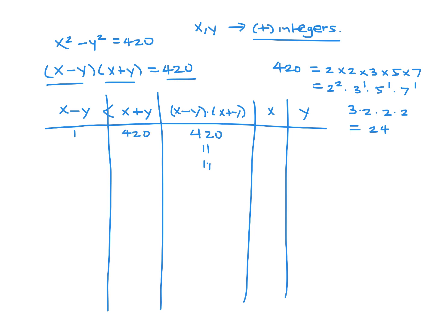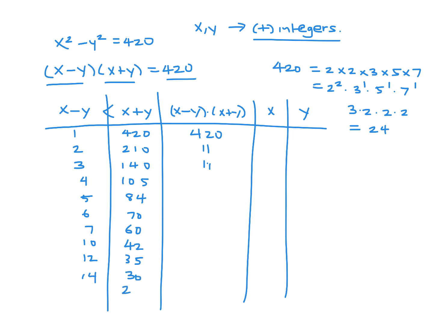420 and 1. 210 and 2, 140 and 3. Oh boy, 105 and 4, 84 and 5, 70 and 6, 60 and 7, 42 and 10, 35 and 12, 30 and 14, 28 and 15, 21 and 20, and after that you stop because we have to maintain that condition that x plus y is greater than x minus y.